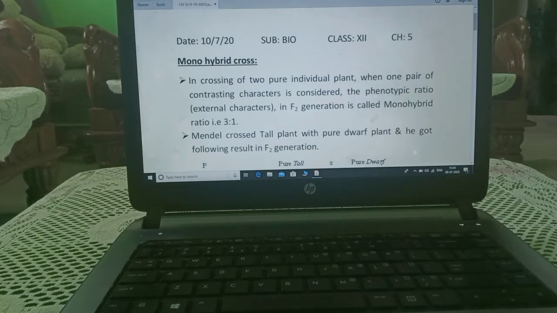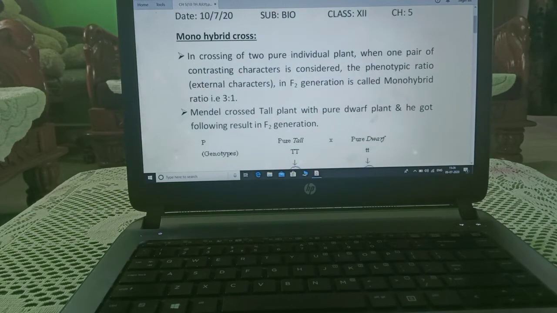Hi students, today we are starting our next topic of the chapter, that is monohybrid cross. In this type of cross, two pure individual plants are taken, and when one pair of contrasting characteristics is considered, the phenotypic ratio in F2 generation is 3:1, and this is known as monohybrid ratio.